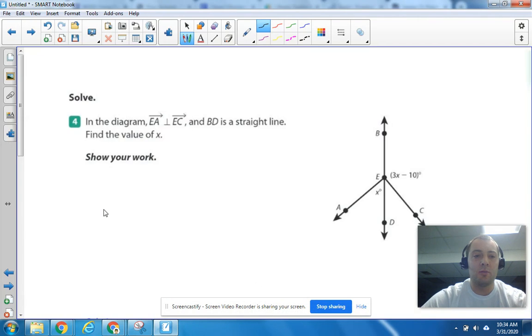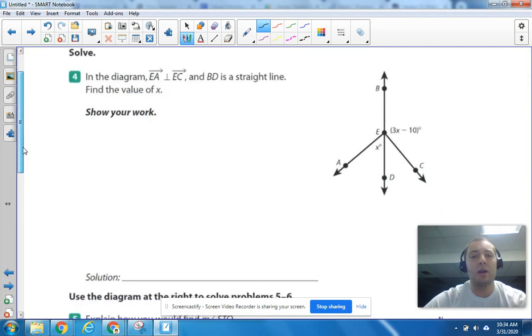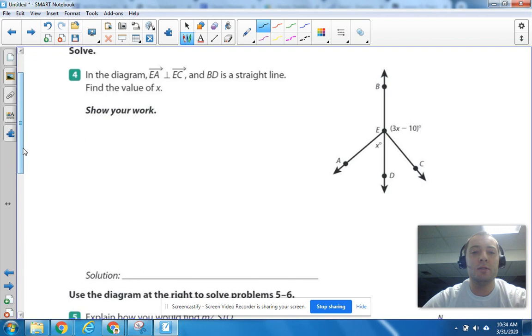All right, let's go to the back side. Number 4. It says in the diagram, EA and EC are perpendicular. That's what that's referring to. That means that they would make a 90-degree angle. So if this one is perpendicular to this one, they make a 90-degree angle. Okay, so now BD is a straight line. Okay, find the value of x.